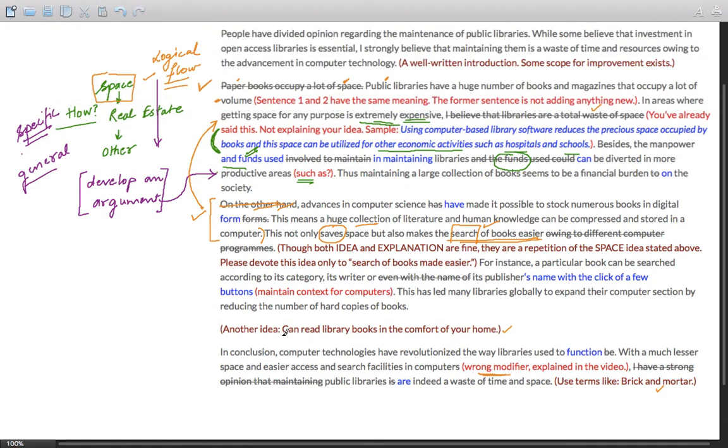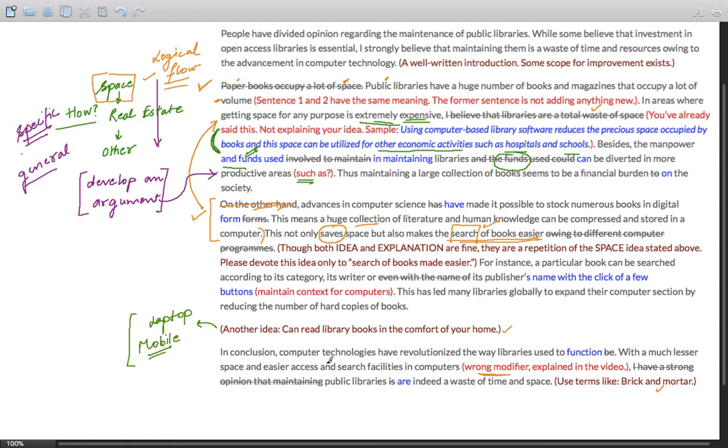You can read library books in the comfort of your home. You can open a digital library on your laptop and read in the comfort of your bedroom or space. And these days, libraries are also available on your mobile device, on iPads, on your personal cell phones. These mobile devices can be used for reading books through a digital library, which was traditionally not feasible. So this idea could also have been added to add to the strength of the arguments.